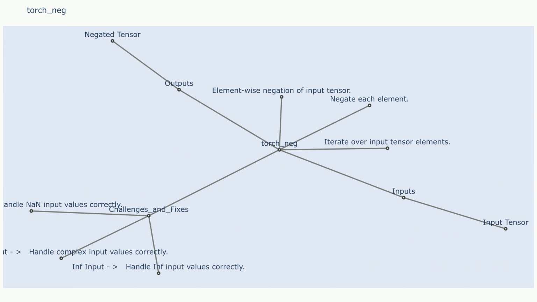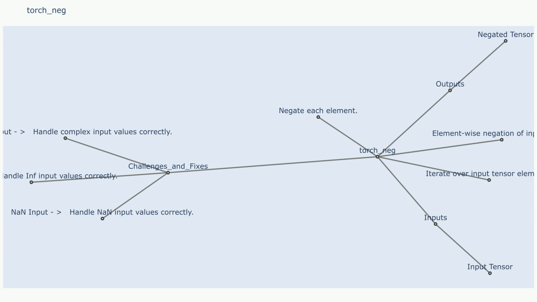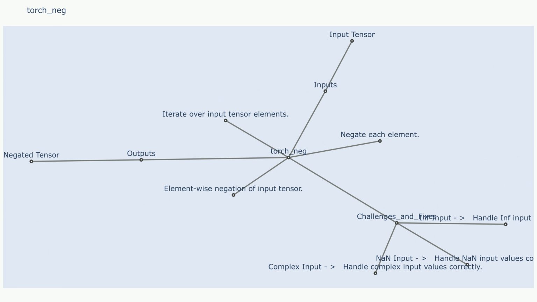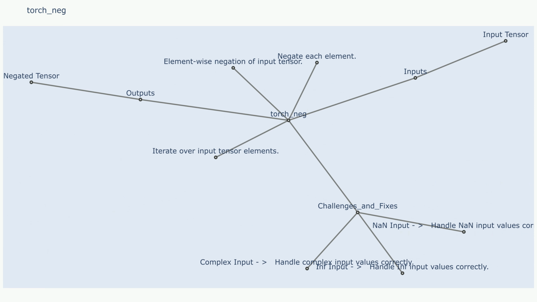Inputs. Input 1: a PyTorch tensor. The input tensor can be of any data type, e.g., float, integer, and dimension. Outputs. Output 1: a PyTorch tensor with the same shape and data type as the input tensor, but with each element negated.